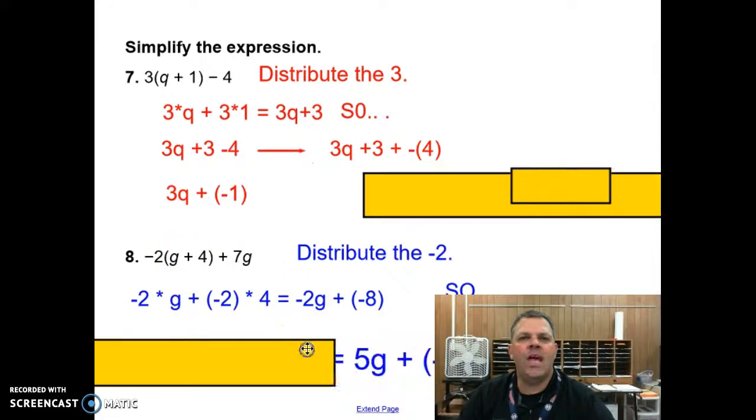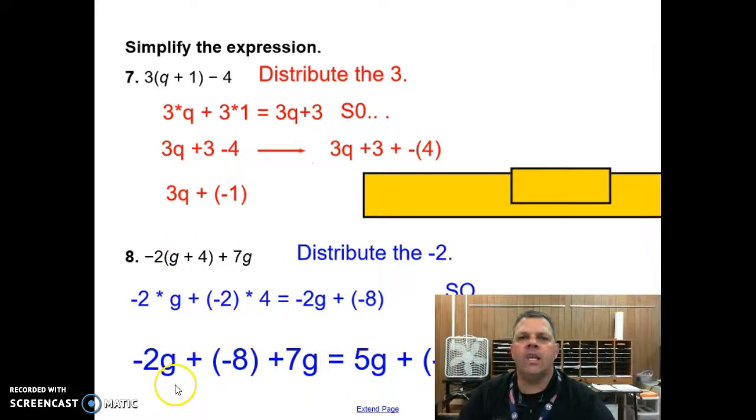We must then take negative 2g plus negative 8 and add 7g from the original problem. When we combine 7g and negative 2g, we get 5g, and then we keep the negative 8. So our simplified answer is 5g plus negative 8.